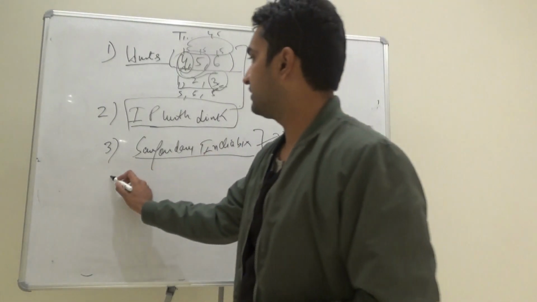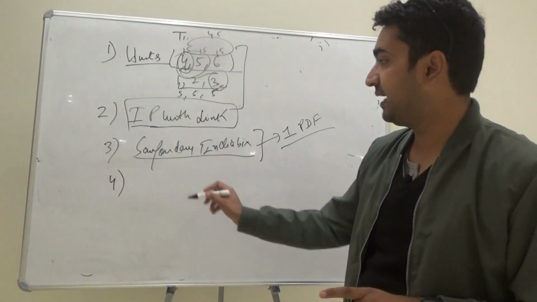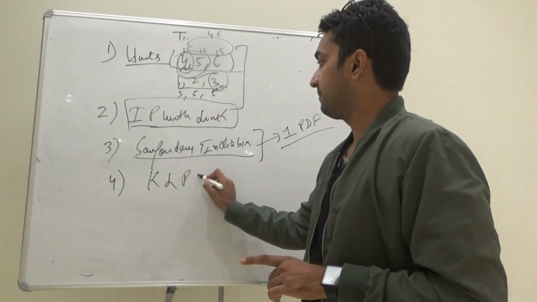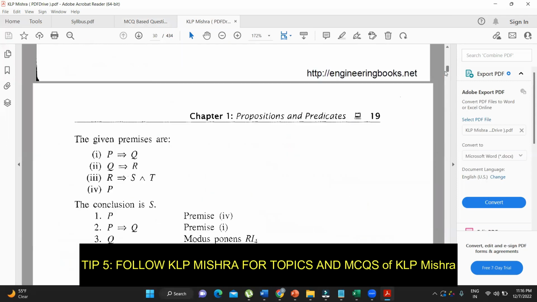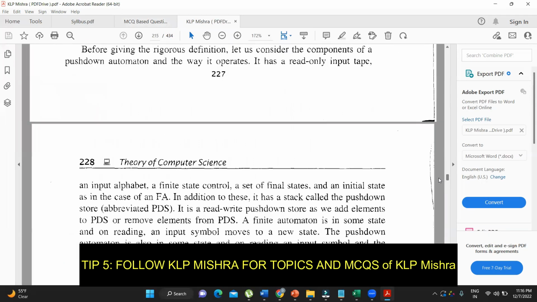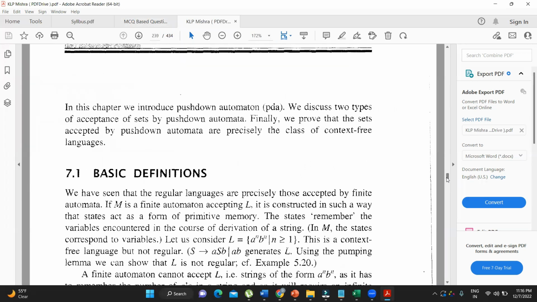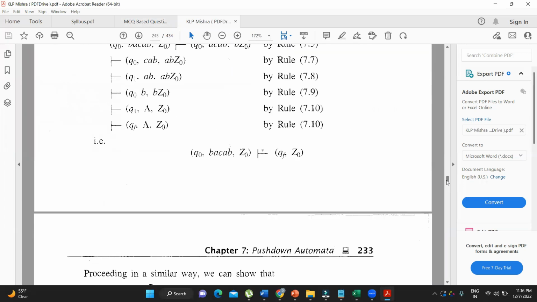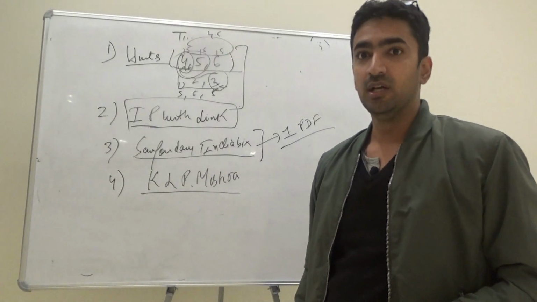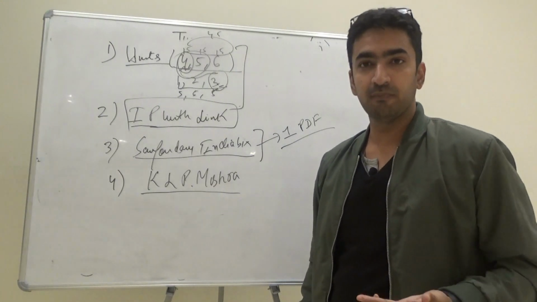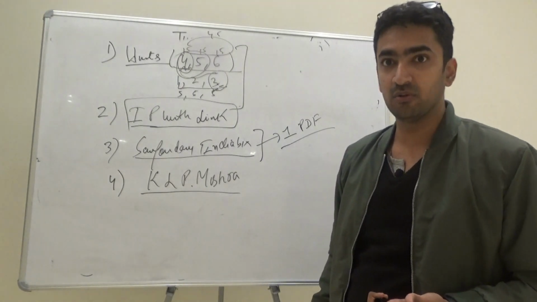The fourth strategy I would tell you is that we have a textbook named KLP Mishra. It has various good multiple choice questions from all the units. So try to practice all the multiple choice questions from the KLP Mishra book. I am pasting the downloading link of the KLP Mishra book in the description box as well. The more you practice, the more chances you get to score good marks in this particular subject.